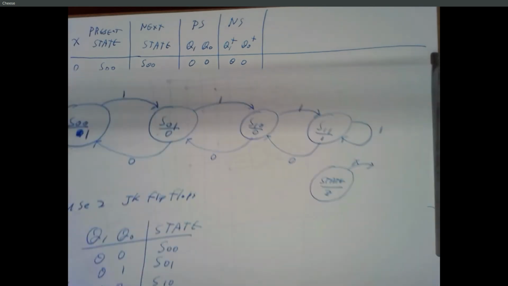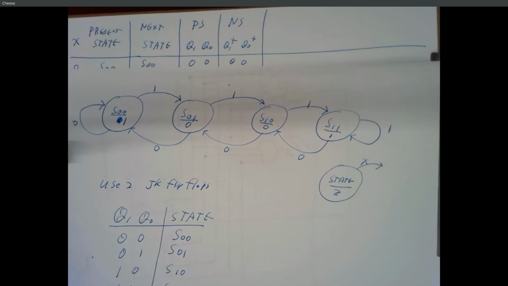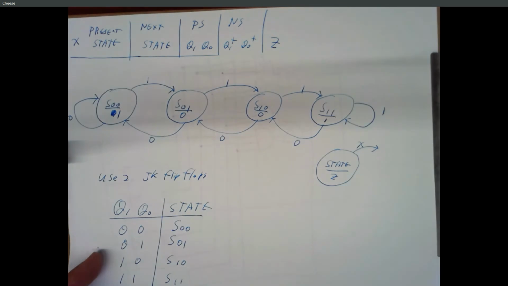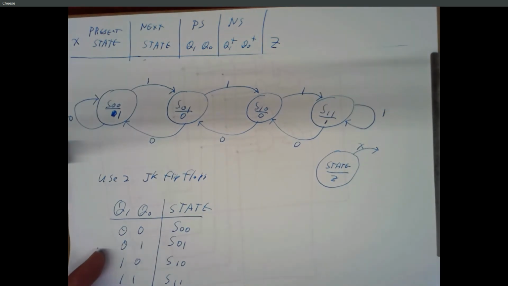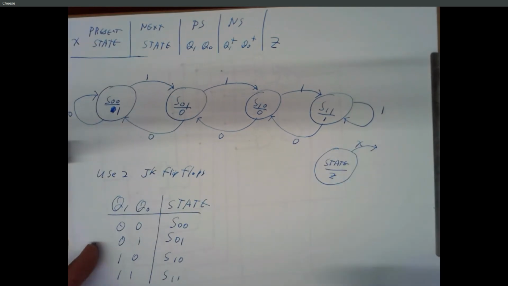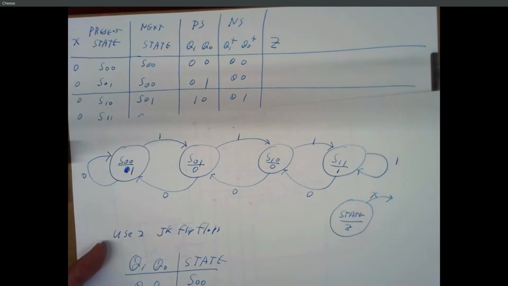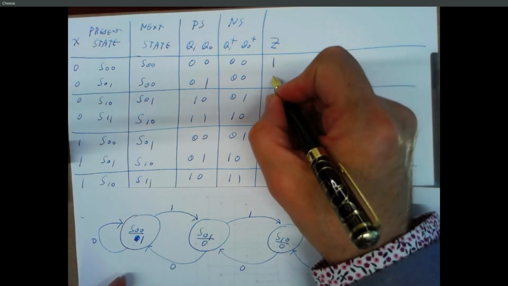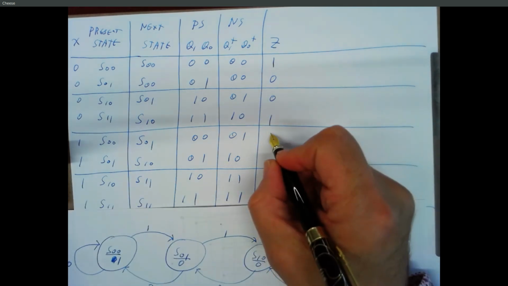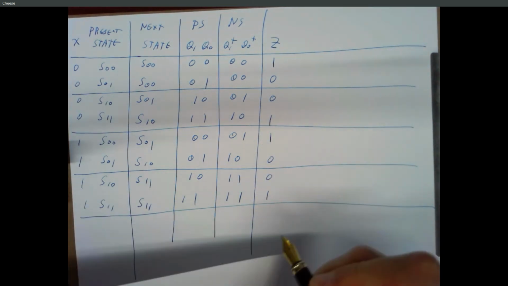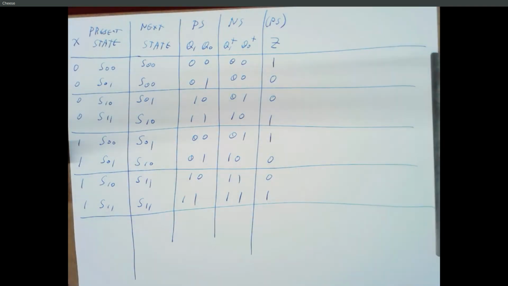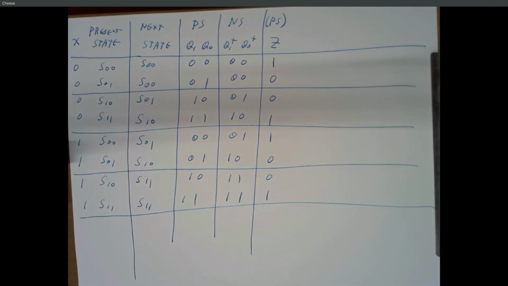We do have an output in this case. Let's go ahead and throw that in right here so we can toss our state diagram. So let's add Z. When is Z equal to 1? Which states? Right, just 0, 0, and 1, 1. It's a Moore machine, so it depends only on the state. So anytime our present state is 0, 0, we want our output to be a 1. Right, and I'll put in parentheses PS to remind you this is based on the present state.